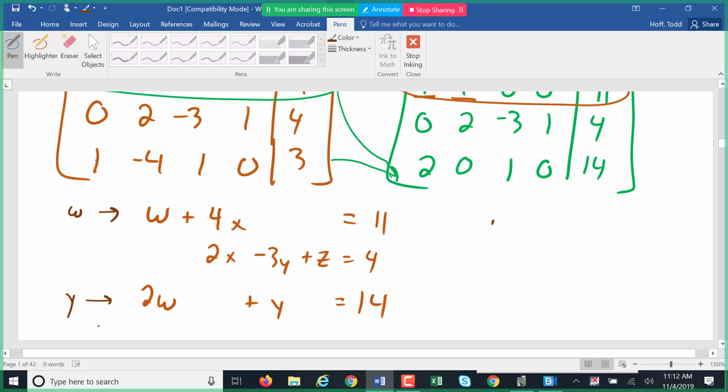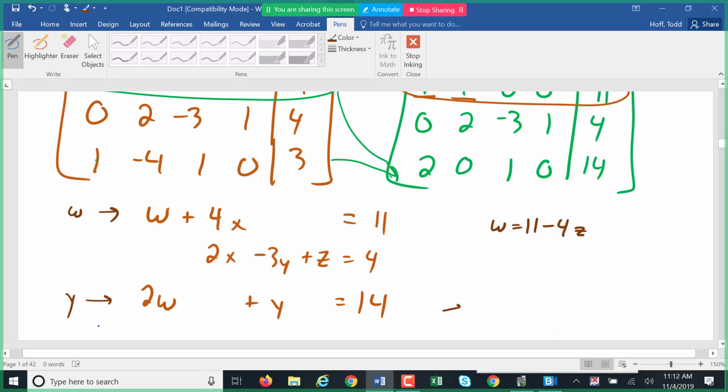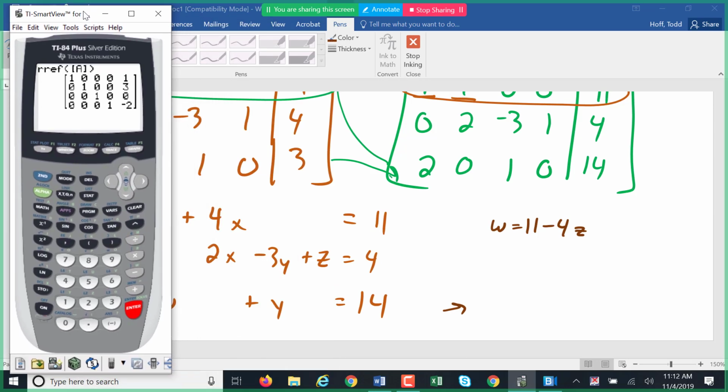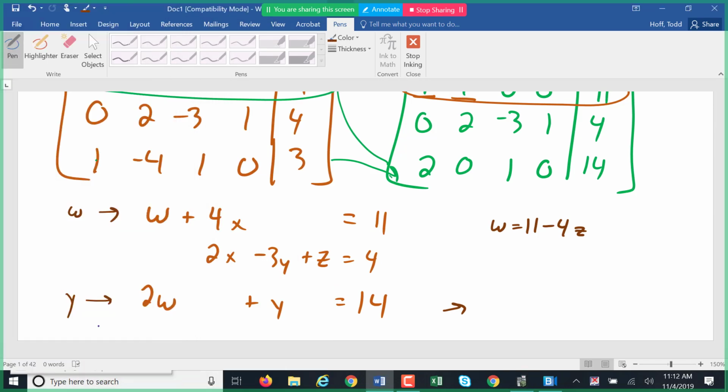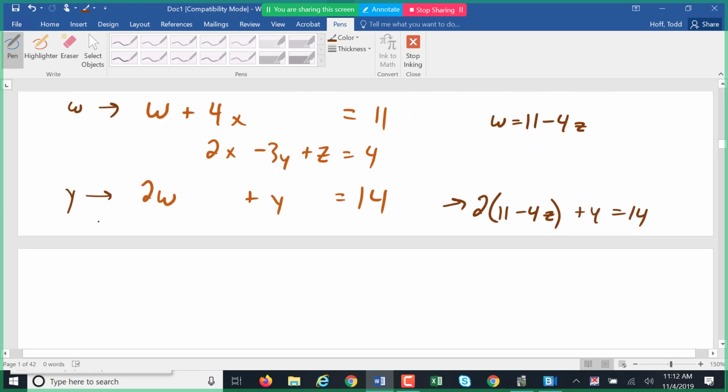So I solve that top one for w. I get w equals 11 minus 4z. I'm going to substitute that into the bottom one down here. So this bottom equation is going to become 2, but instead of w, I'll put 11 minus 4z in it, plus y equals 14. So that's going to give me 22 minus 8z plus y equals 14.